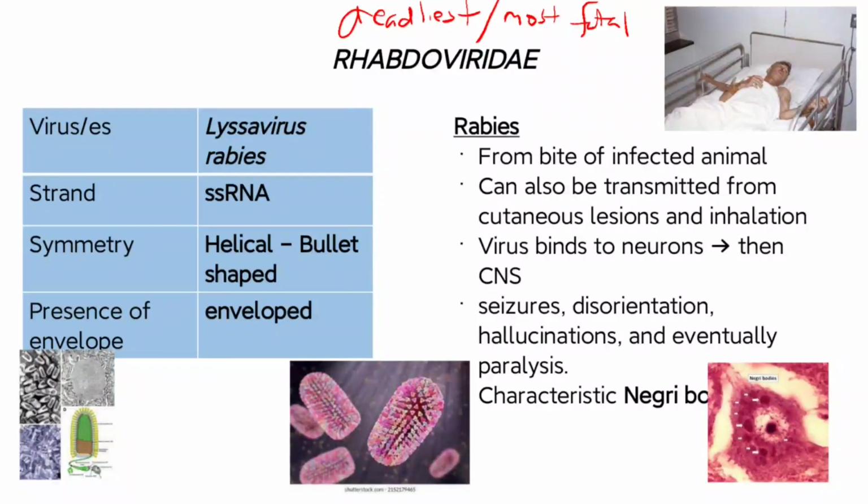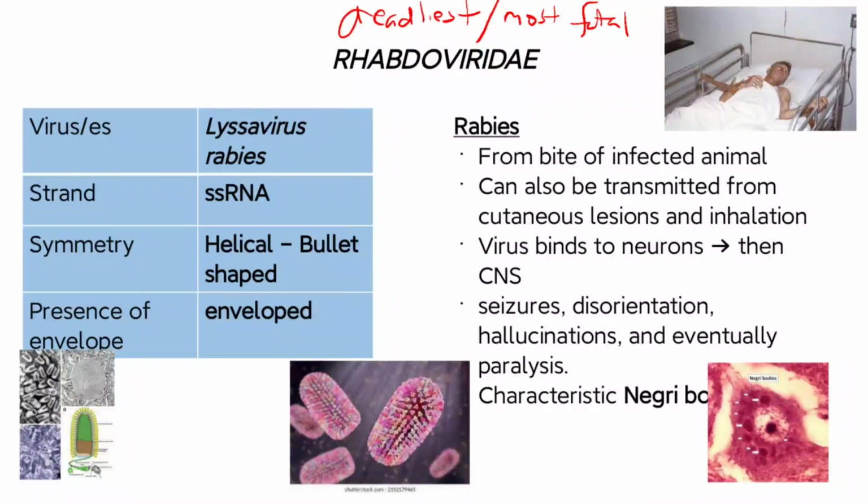So there is still no case ng isang human host na infected with the Lyssavirus rabies, tas kinagat niya yung isang another human na na-infect na siya, wala pang ganun case. So, ang pinaka route of infection niya pa lang is from a bite of infected animal. Pwede rin na matransmit siya from cutaneous lesions and inhalation of the virus itself.